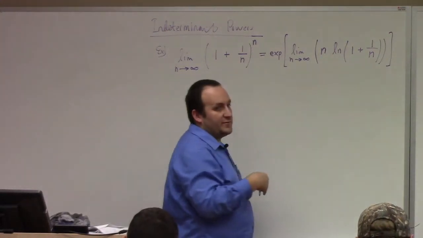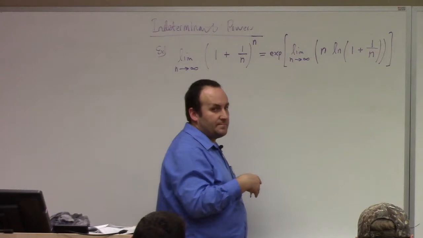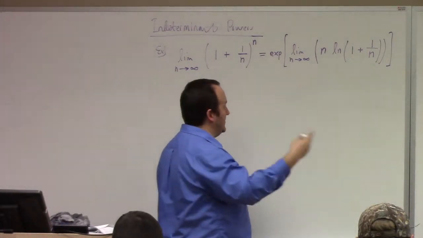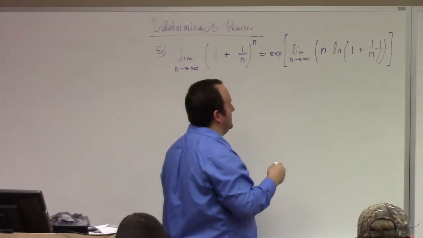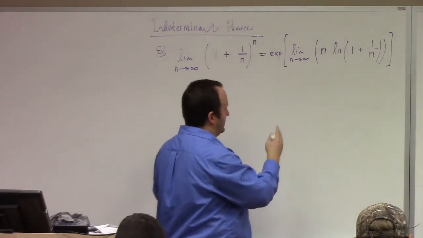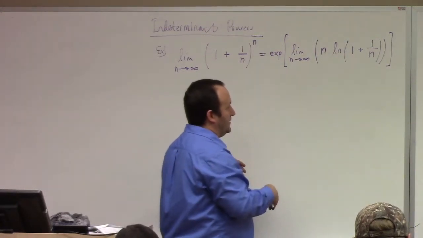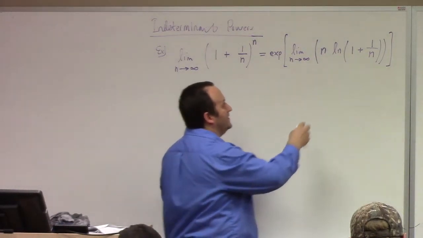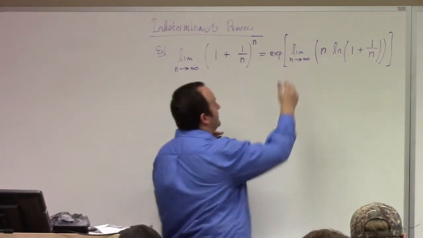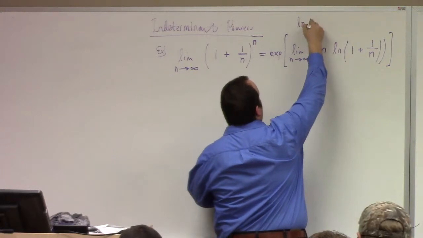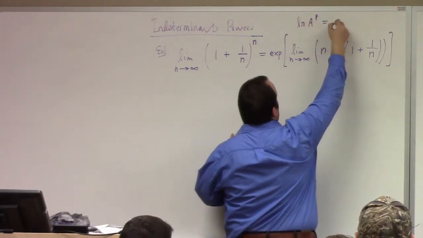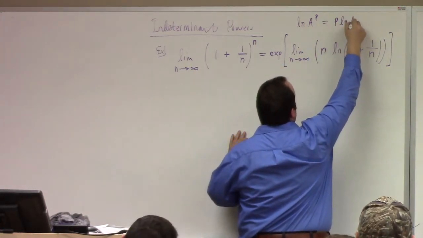It's always the same three steps for all of these problems. You bring the limit outside. First of all, you insert the exponential log identity. You pull the limit out of the log and you use the power property. What does the power property do? You've got log of a to the p. It becomes p log a, right?